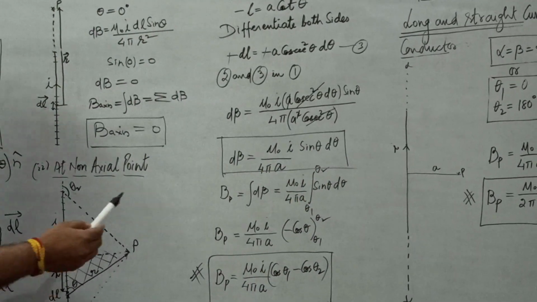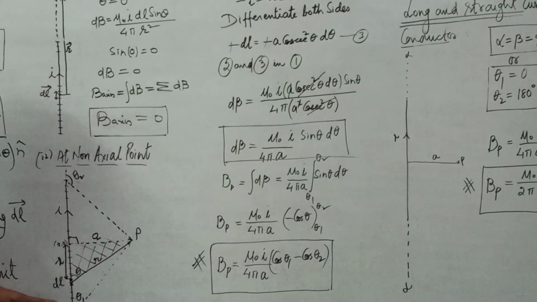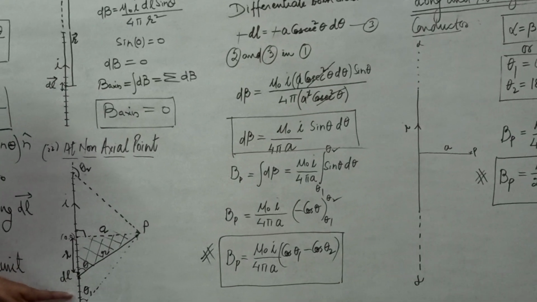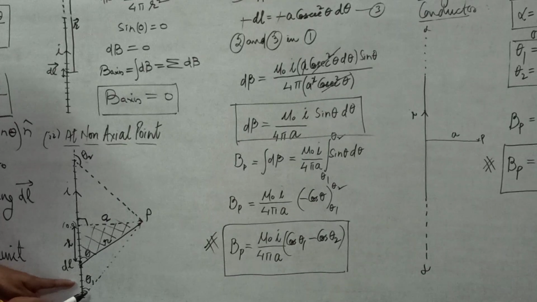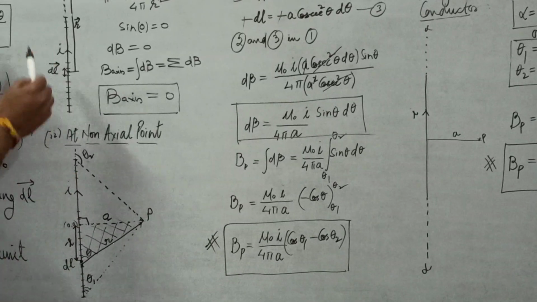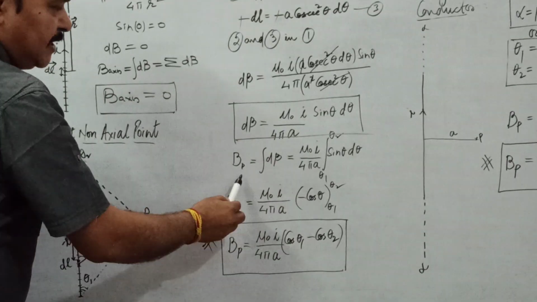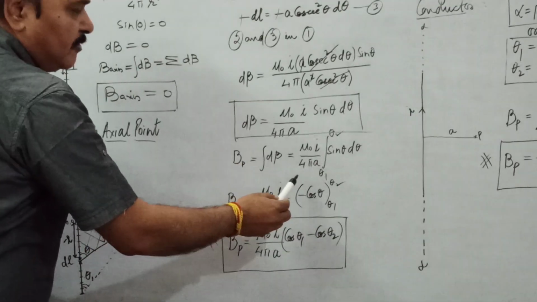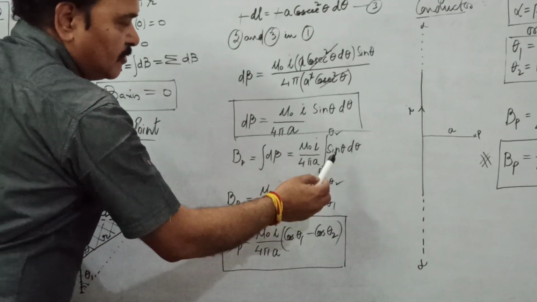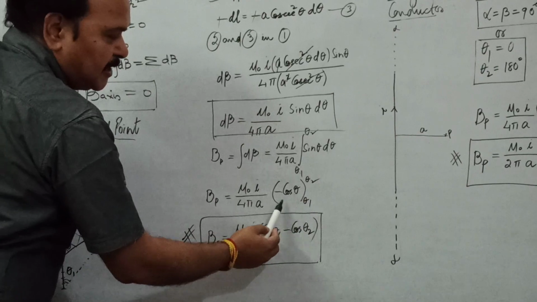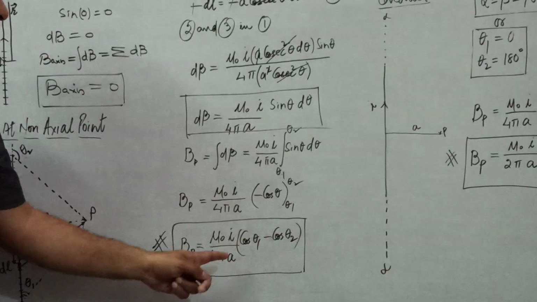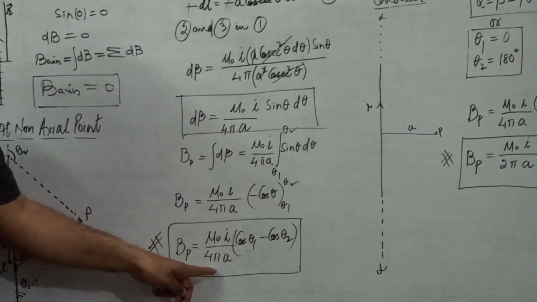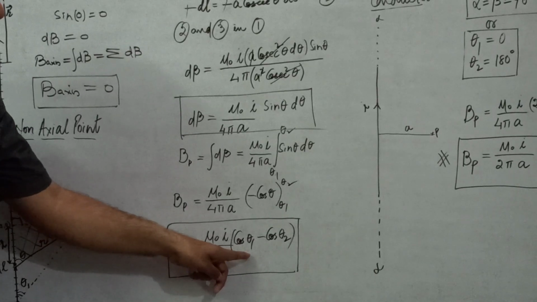So we are going to integrate it for theta varying from theta 1 to theta 2. If we vary theta from theta 1 to theta 2, we are able to cover all segments. So the net magnetic field at point P is going to be the integration of this from theta equal to theta 1 to theta 2. Integration of sin theta d theta is minus cos theta. We solve the limit, we get the value as what? Mu naught I upon 4 pi A, this is cos theta 1 minus cos theta 2.